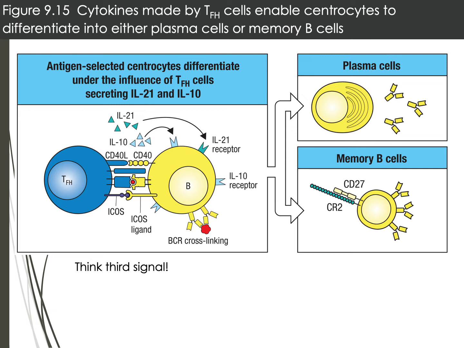And so when we look at secondary infections or secondary responses, this is why that memory population is so important. Or someone who's been vaccinated, they would have a memory population to call upon to quickly produce plasma cells, as opposed to having to go through this whole process again.